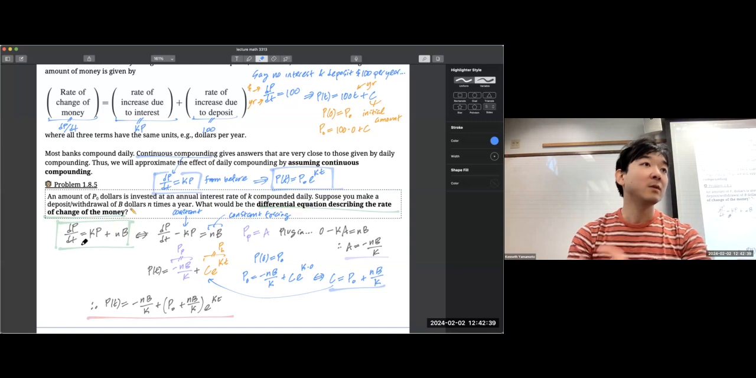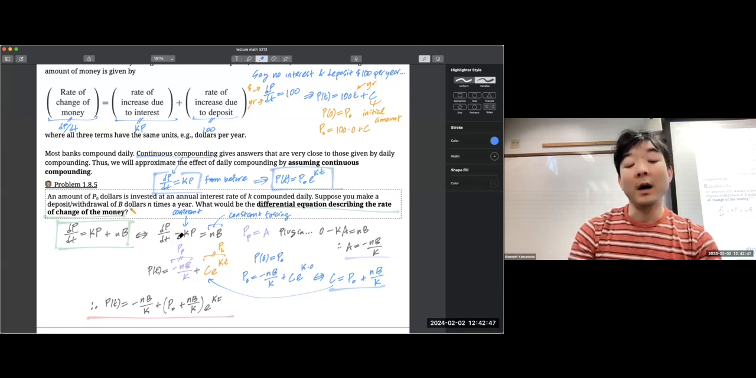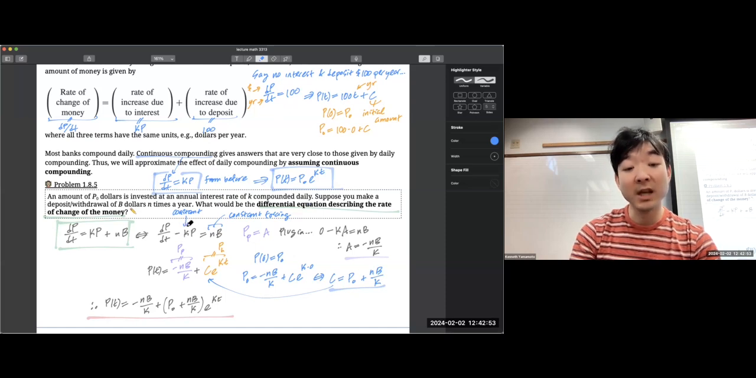But then you want to use the stuff that we've learned in the past to solve this differential equation. Turns out that it's a non-homogeneous first order linear differential equation. It has constant coefficient, assuming that the annual interest rate K doesn't change. If it does, then you'll have to use the integrating factor, but we're going to assume a fixed annual interest rate. Then the method of undetermined coefficients can be used because you just have a constant forcing function on the right-hand side.